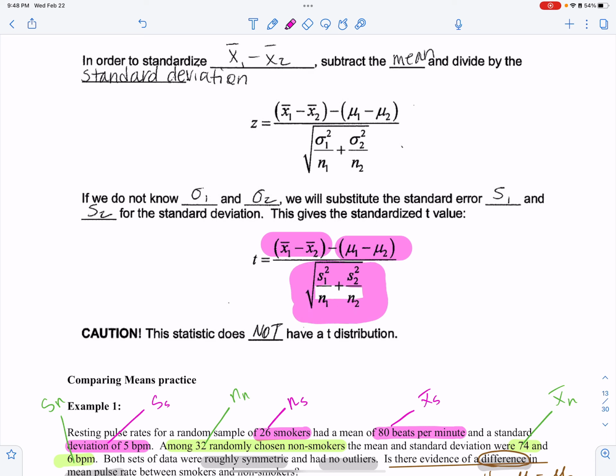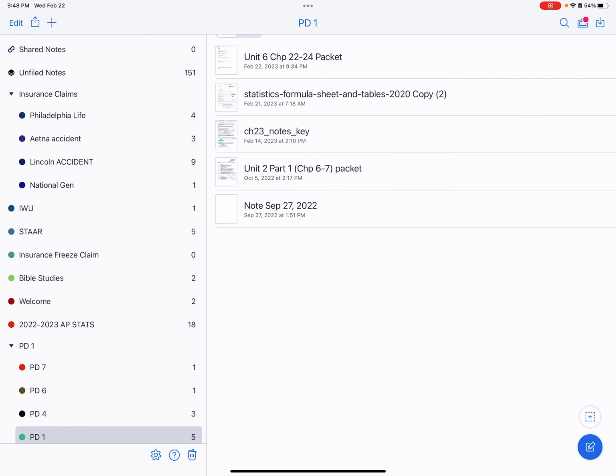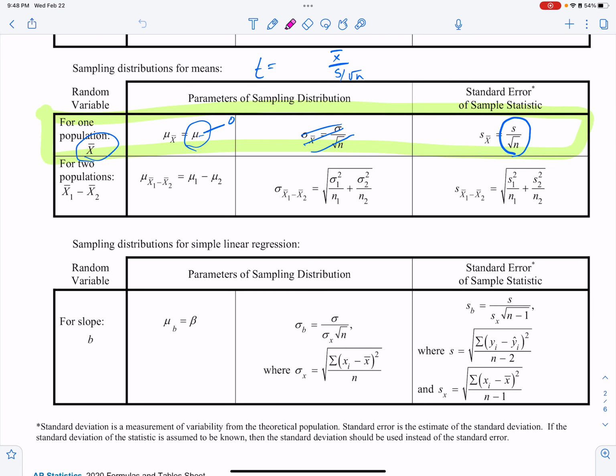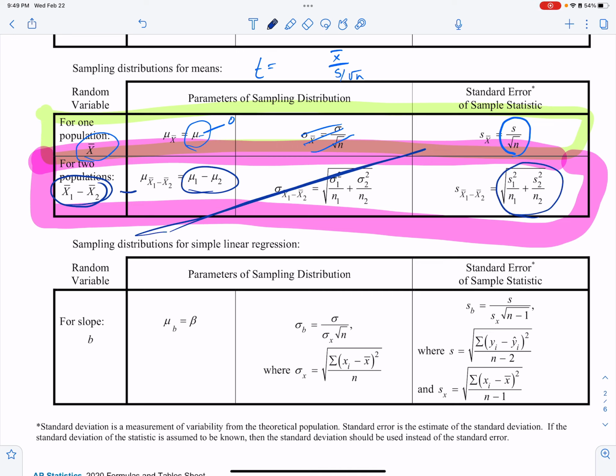So I'm going to talk you through the formula chart. If you get your formula chart out, or I'll take you through it. If you go to the back of the formula chart, you can see in green the highlighted part for the 1-sample, but this is for 2-sample. Remember, what I had was x1 minus x2 minus mu1 minus mu2 over the square root of s1 squared over n1 plus s2 squared over n2.